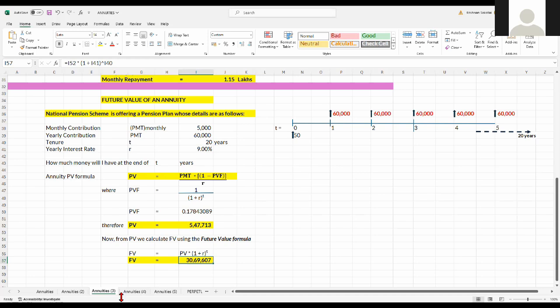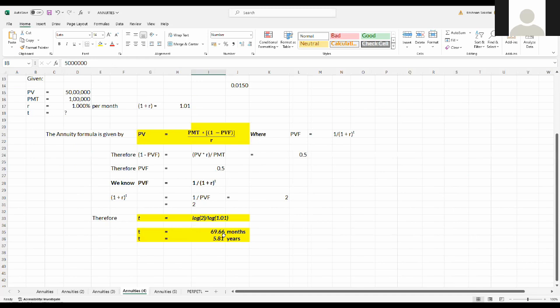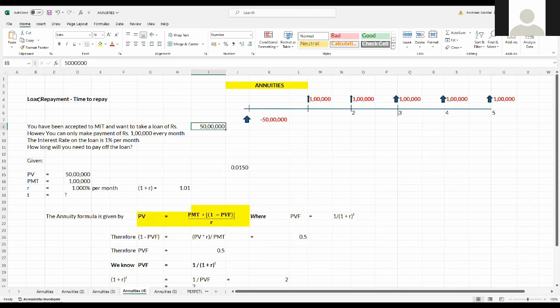Now, the next kind of problem is: what is the time to repay? Once you take a loan, all the other factors are given, namely the present value, the periodic payment, and the interest rate, and so what is T? What is the time period of the loan given these conditions?